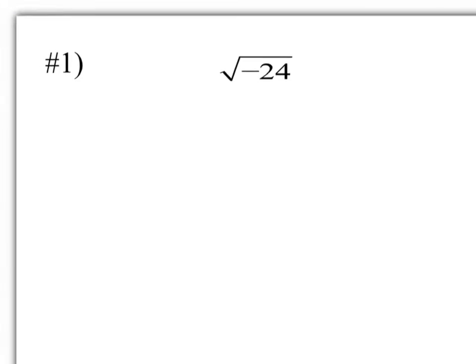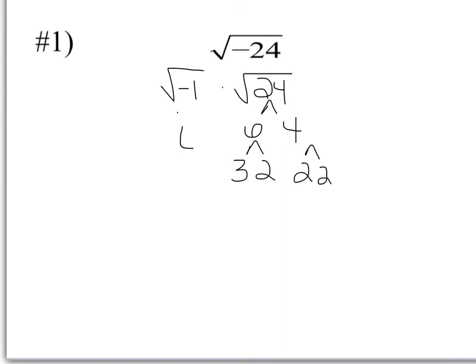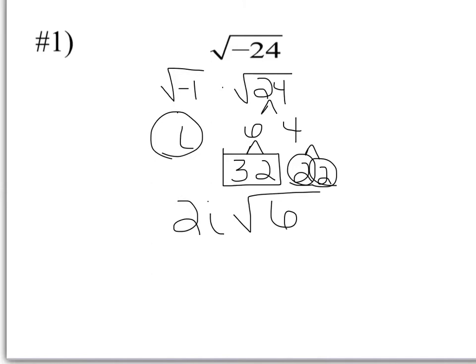So this is the square root of negative 1 times the square root of 24. We know the square root of negative 1 is i. Let's see if we can break this down anymore. I've got 6 and 4, 3 and 2, and 2 and 2. So I know my i is going out front, and I need a repeat of 2 numbers because my index is 2 in order to go out front. So I'm taking a 2 out front, and 3 and 2 are going to stay inside. So I've got 2i square root of 6. And that's your answer.